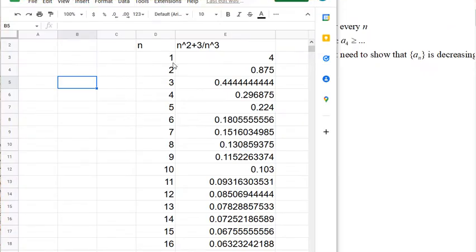And we can also see here in the spreadsheet, this is a Google spreadsheet, and this is n, and this is n squared plus 3 divided by n to the third, and then we can see that the sequence is decreasing here. The values are getting smaller.